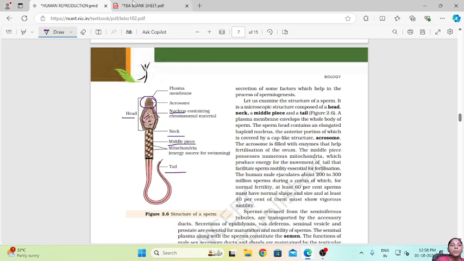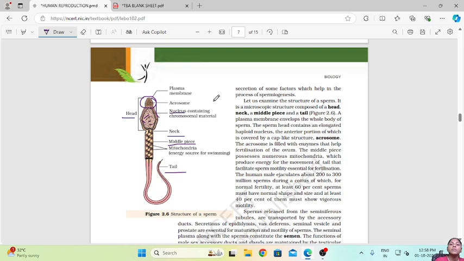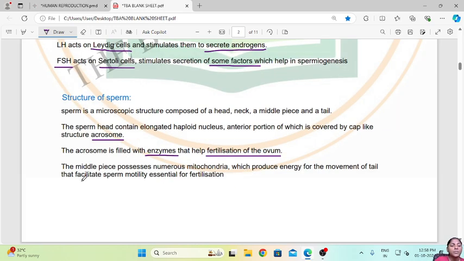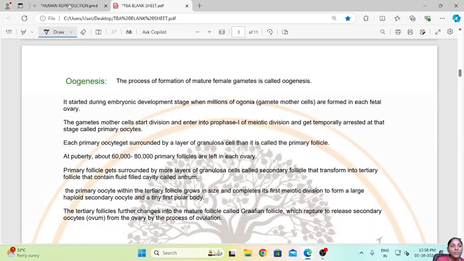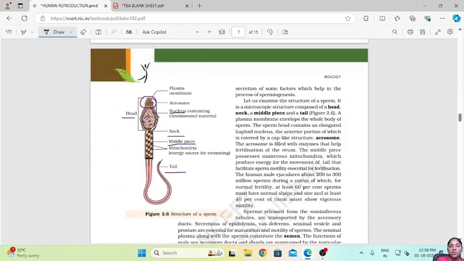Then this acrosome, it contains some enzymes which help in the fertilization of ovum. So when the sperm comes in contact with the ovum, the enzymes which are present in the acrosome will help with the fertilization. Then the middle piece of the sperm possesses numerous mitochondria which produce energy for the movement of tail and facilitate the sperm motility. So this is all about the spermatogenesis and structure of sperm.